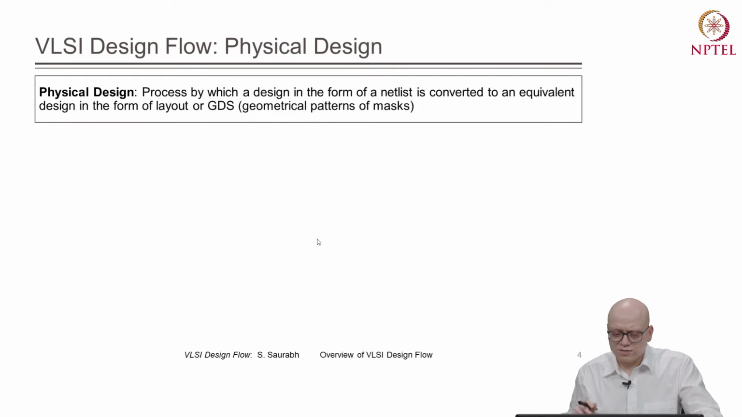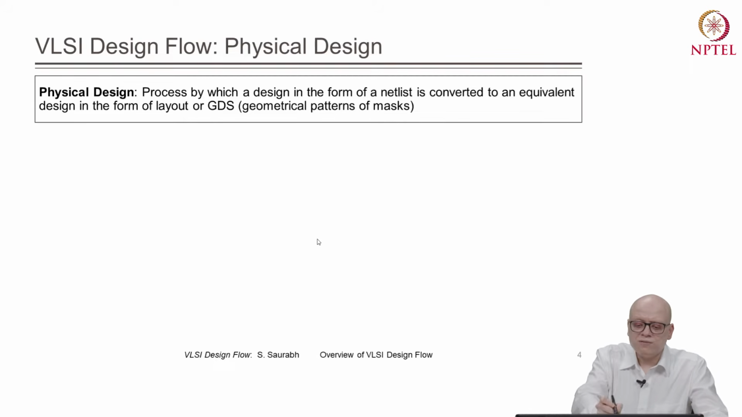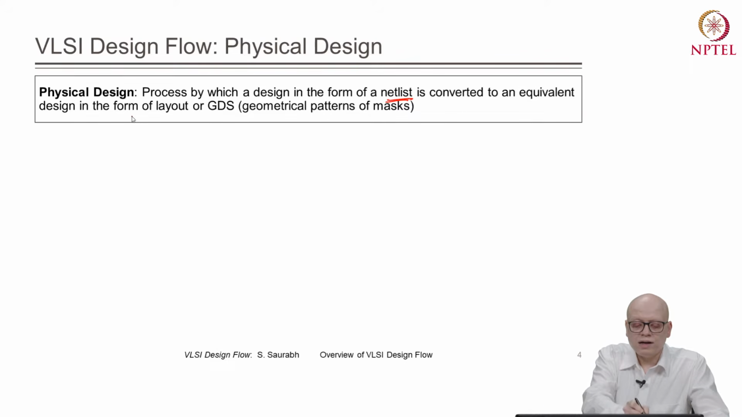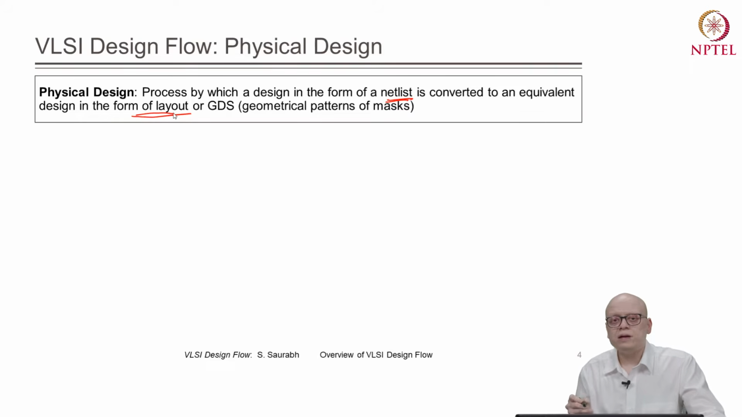Now, let us first understand what is a physical design. So, physical design is the process by which a design in the form of a netlist is converted to an equivalent design in the form of a layout, and this layout typically we represent in terms of GDS or the geometrical patterns that we want to have on the mask that will be further used in fabricating that IC.